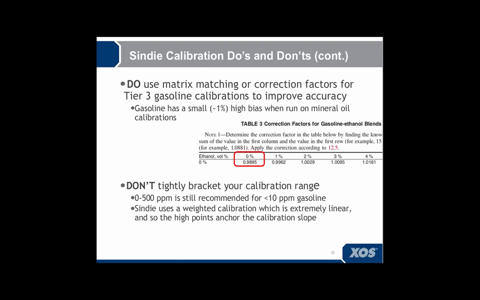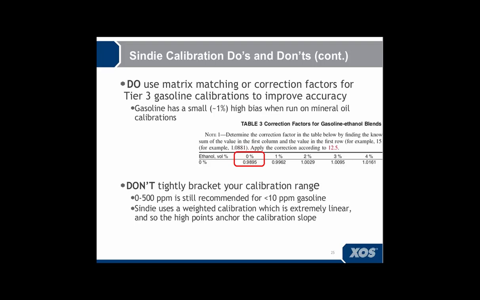If you see here, I have table 3. This is pasted from 7039. And here's a correction factor for running gasoline on a mineral oil calibration. Or you can just use gasoline calibration standards.